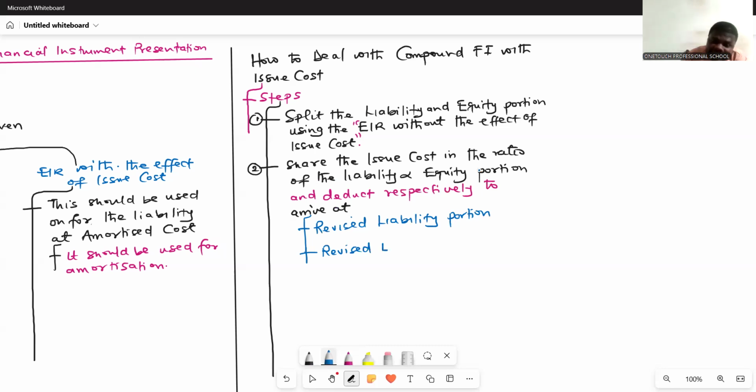I might say that this is the most difficult question anyone can give you under compound financial instrument. If somebody says I'm going to give a very complex question on the compound, it's just going to include issue costs. That's all. Then you go through this. It's not difficult.